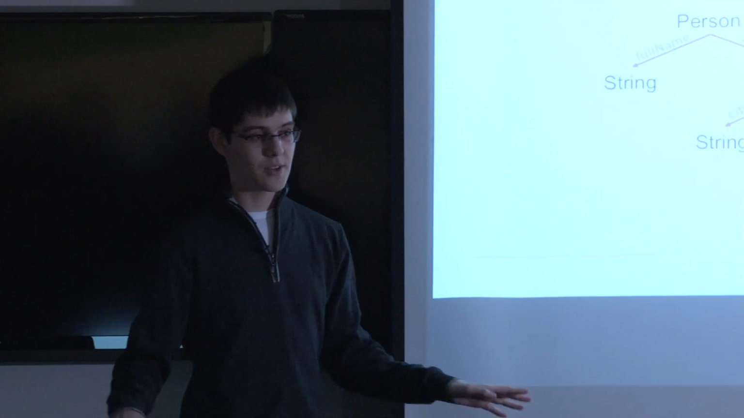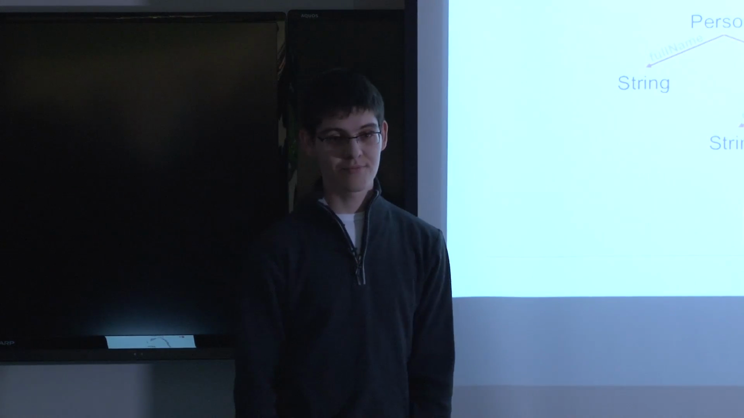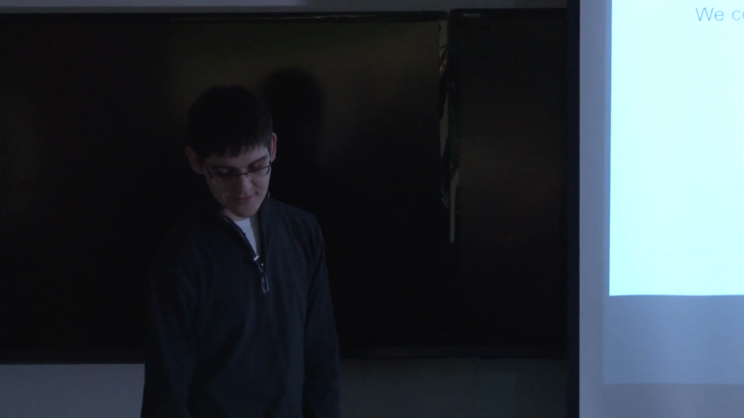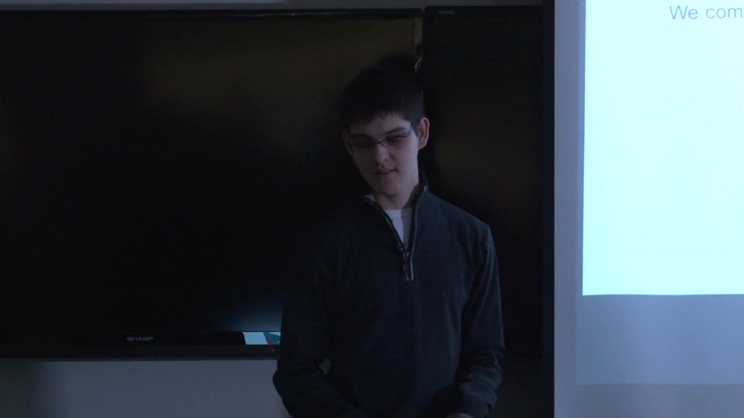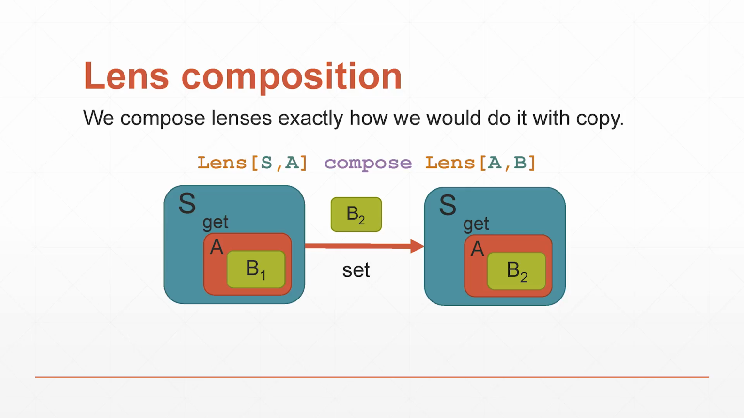All right. Any questions up to now? Nothing? All right. So how do we compose lenses? As I said before, we compose them just by following the arrows. So with a lens from an S to an A, and another lens from an A to a B, we can create a new lens from an S to a B. All right?